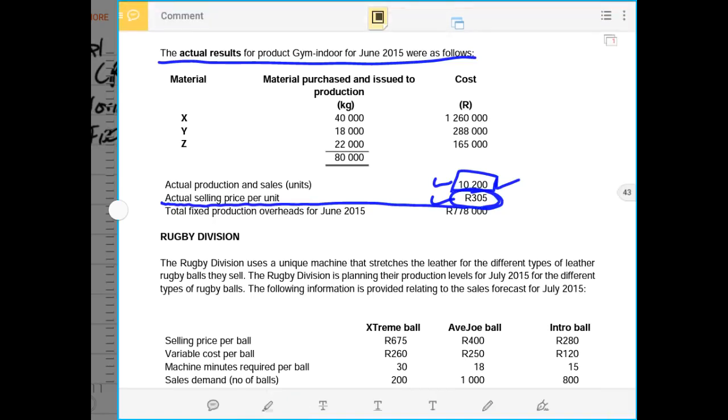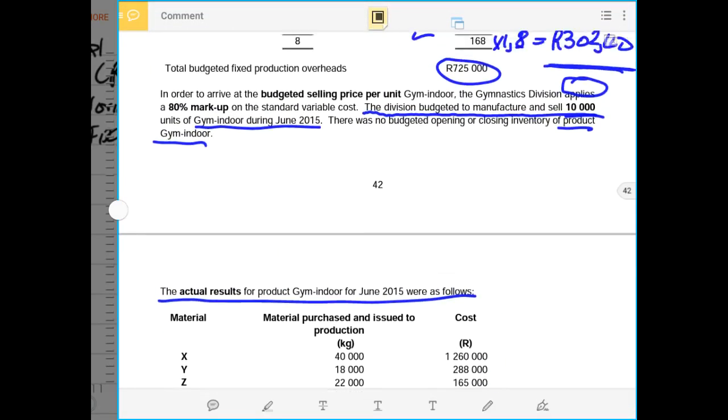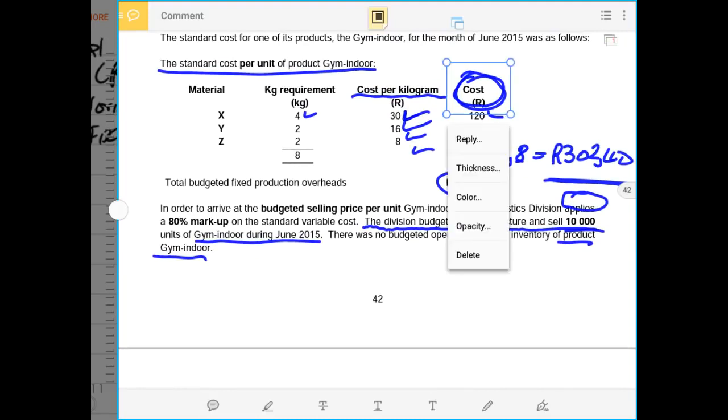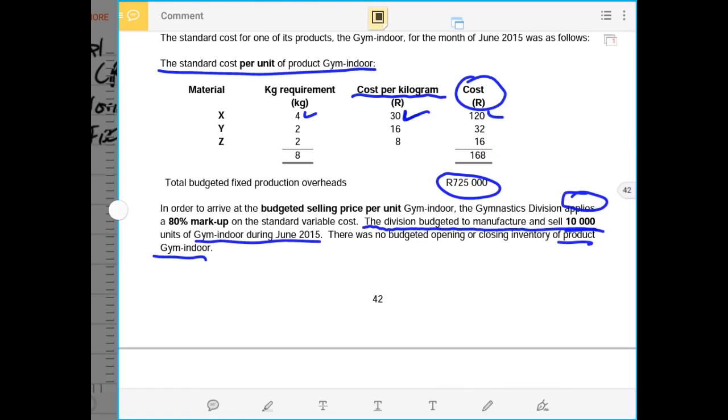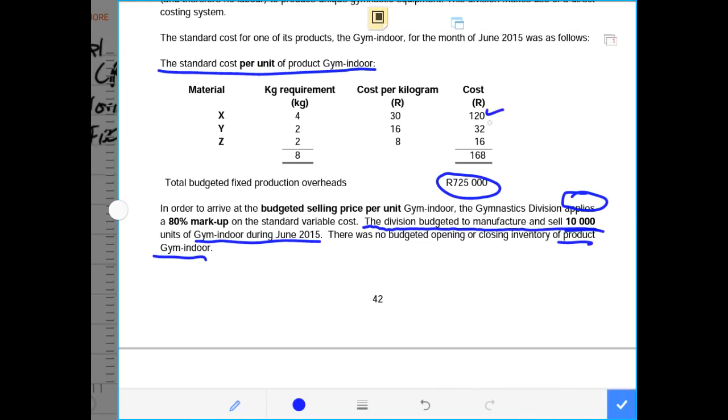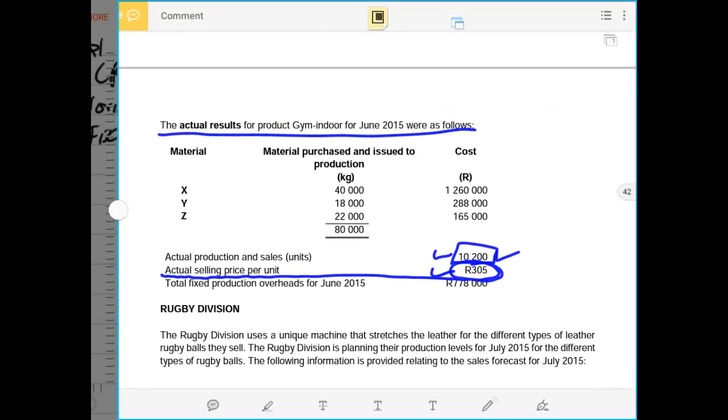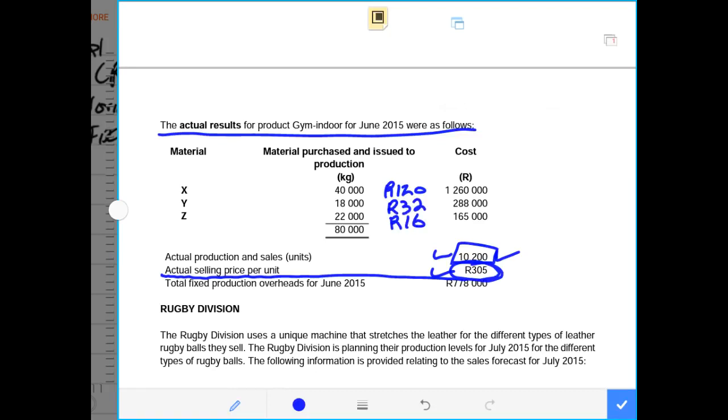I just want to bring this on top so that we can see both of them. Remember, under the budgeted, we are provided with the cost per unit. And our cost per unit is 120, 32, and 16. I want to bring them here. This is budgeted 120, 32, and 16, which is the cost per unit.